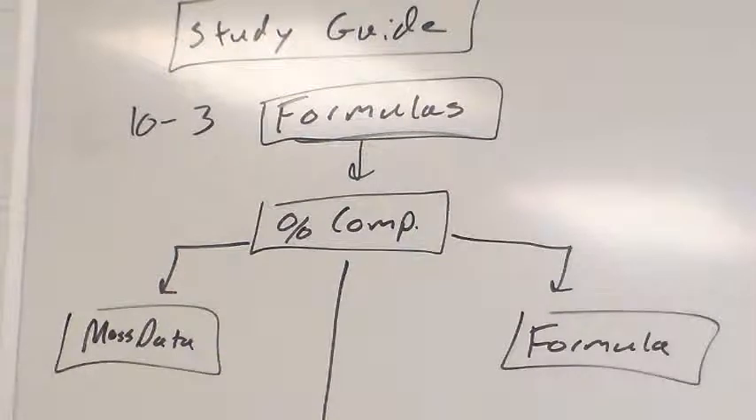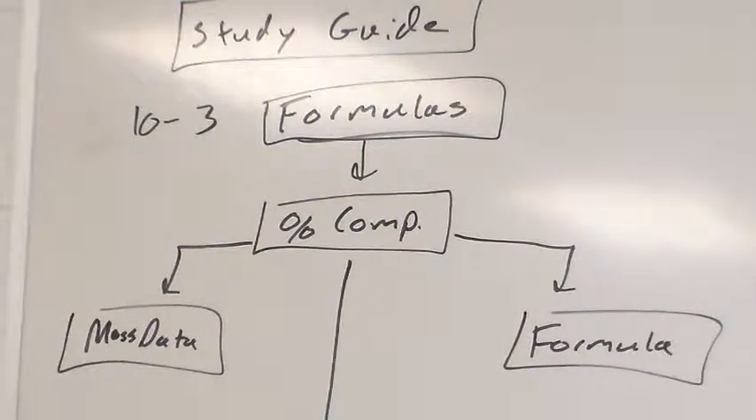If you are given formula data, then remember that you have to calculate how much mass comes from a particular element by taking the subscript of that element, multiplying it by its mass, and then dividing it by the total mass of the compound.